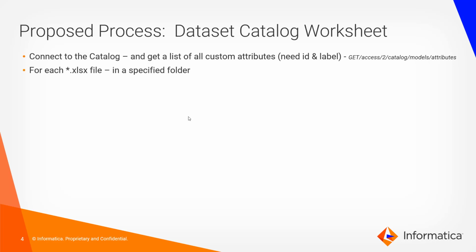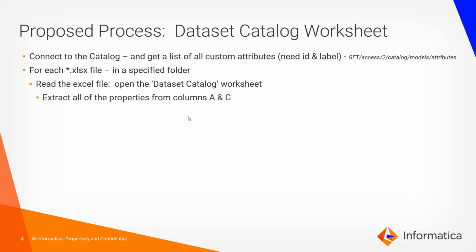Then we'll do a lookup for each file in a specific folder. The default is current, and for any file with an XLSX extension, we're going to read that file, specifically read the dataset catalog worksheet, and then extract all the properties from columns A and C. We just store them in memory in a dictionary, so we have the attribute name and its content, and we can use that to load the catalog.